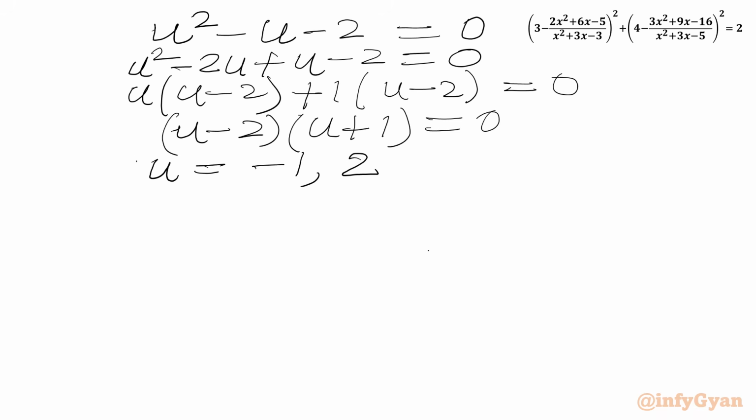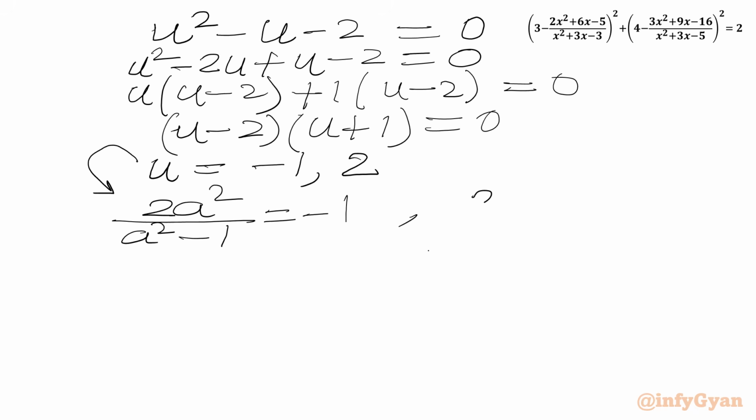Now u is 2a square over a square minus 1 equal to minus 1. 2a square over a square minus 1 equal to 2. Let's solve second equation first.